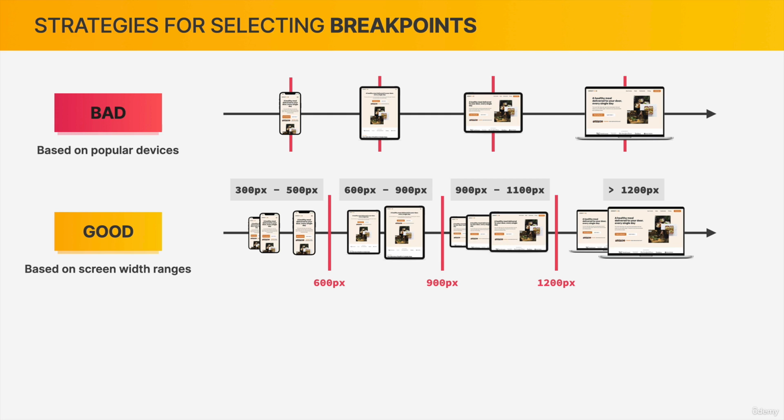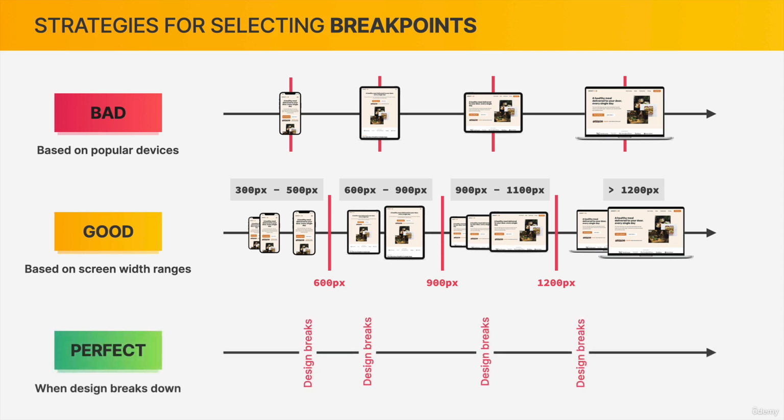All right. So again, this is already a much better strategy than the first one, but we can make it even better by combining this with the perfect strategy. And the perfect strategy is basically all about setting breakpoints at places where the design breaks down. So in this strategy, we can try to completely ignore devices and device categories altogether and only look at our content and our design. And ideally, it works like this.